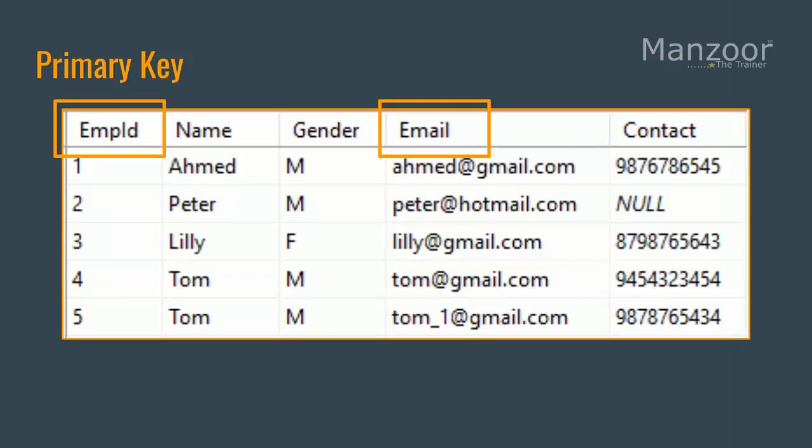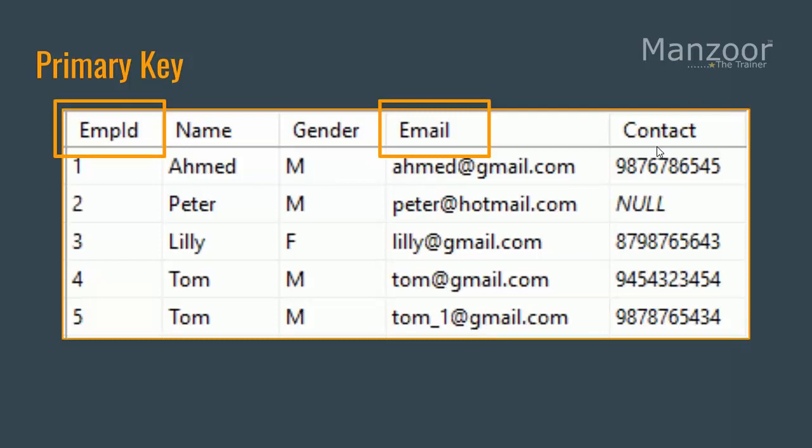Now, one more thing, that is our contact. As per my application requirement, I want to make sure that the contact number should not repeat. Even the contact number should be unique. What I can do, I cannot make two primary keys on a single table, but I can make contact number a unique key.